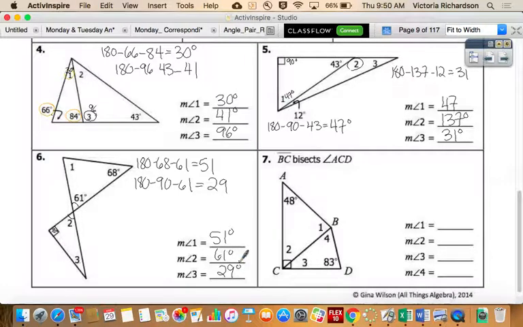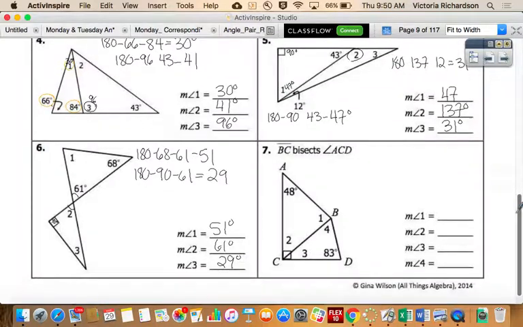Got number 7. So it says BC bisects ACD. So we need to remember that when something bisects, that means it cuts it in half. So this line right here cuts this angle in half. And if this angle is 90, half of 90 is 45. So each one of these angles is 45 degrees.